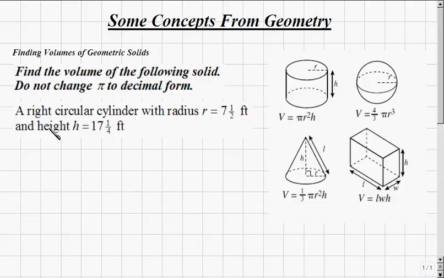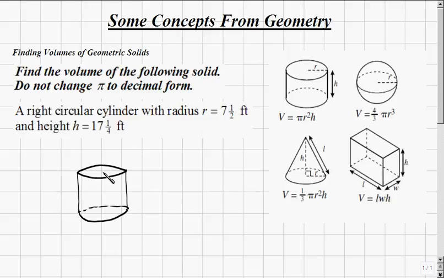Let's find the volume of a right circular cylinder with radius 7.5 feet and height 17 1/4 feet. To begin, we'll draw a cylinder like we have in the upper left corner. So a cylinder is where we have two bases, top and bottom, of circles. So we'll draw a circle on top, two sides, and connecting the figure in this way draws a cylinder.